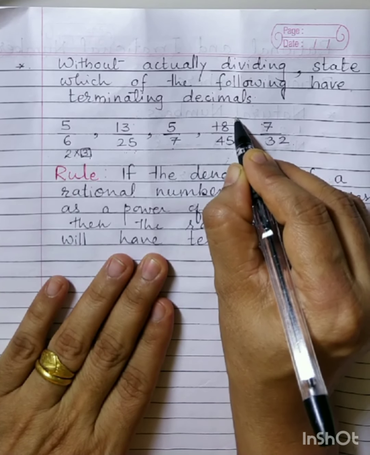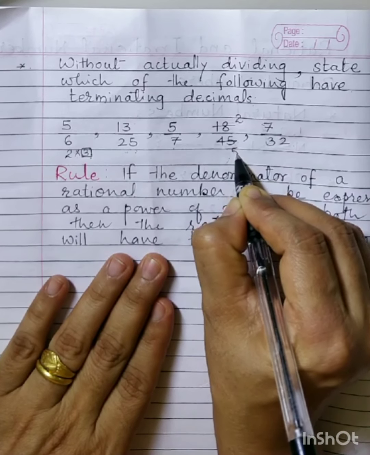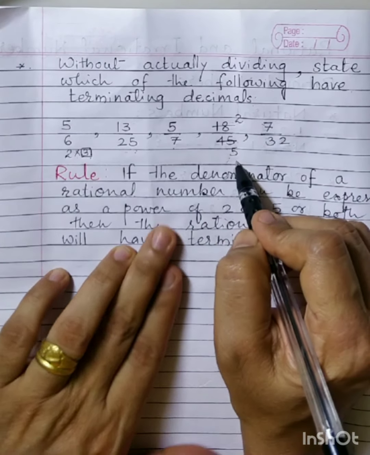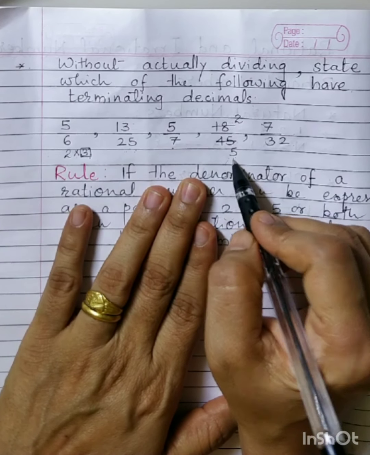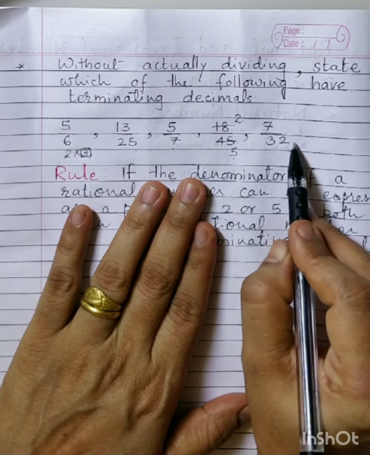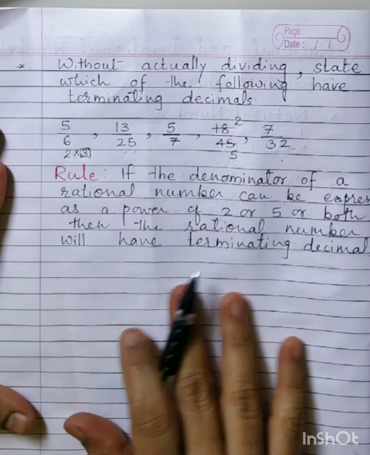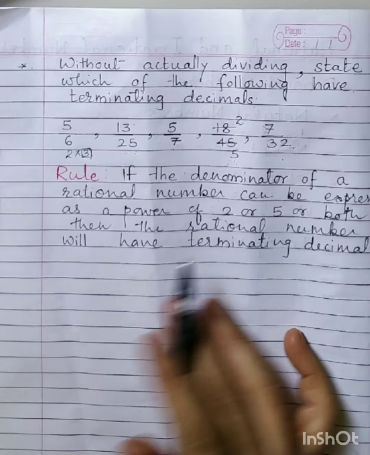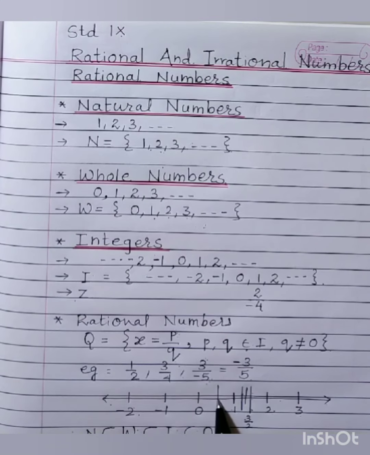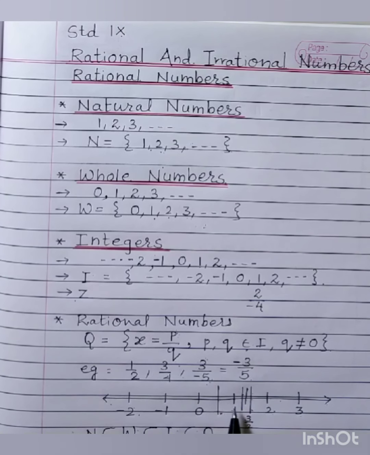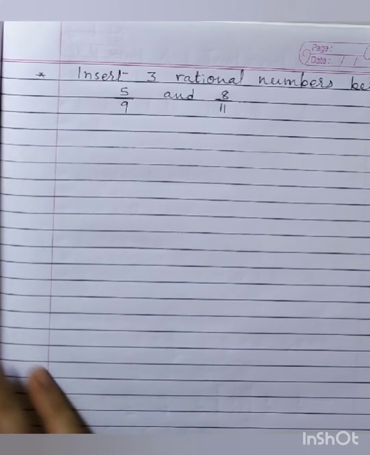So it will come as 9 2s are 18, 9 5s are 45. So 2 upon 5, again the power of 5, so it's going to be a terminating decimal. 32 is again a power of 2, so this will also be a terminating decimal. Okay. As we have discussed that there can be infinite rational numbers between any two rational numbers, we have got one pattern of question to be solved.